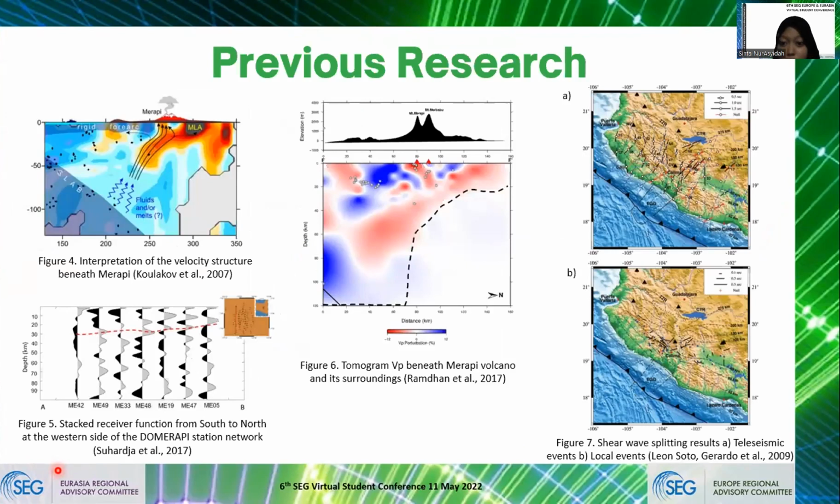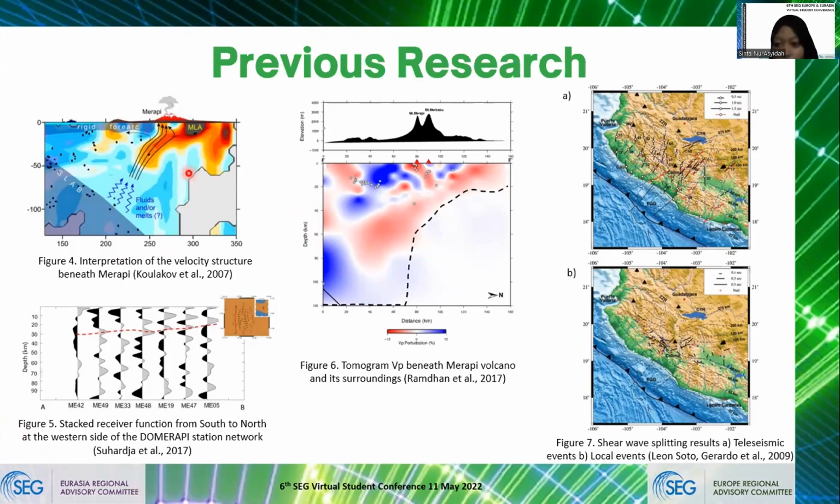Previous research by Koulakov et al. regarding tomography in the Merapi area states that a low velocity anomaly, indicated by the yellow color, corresponds to the seismic area and reflects the flat part of the slab.